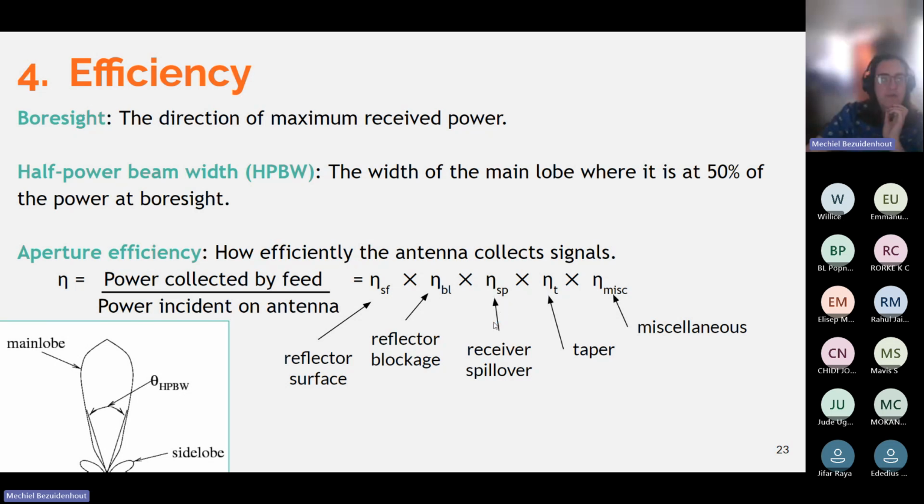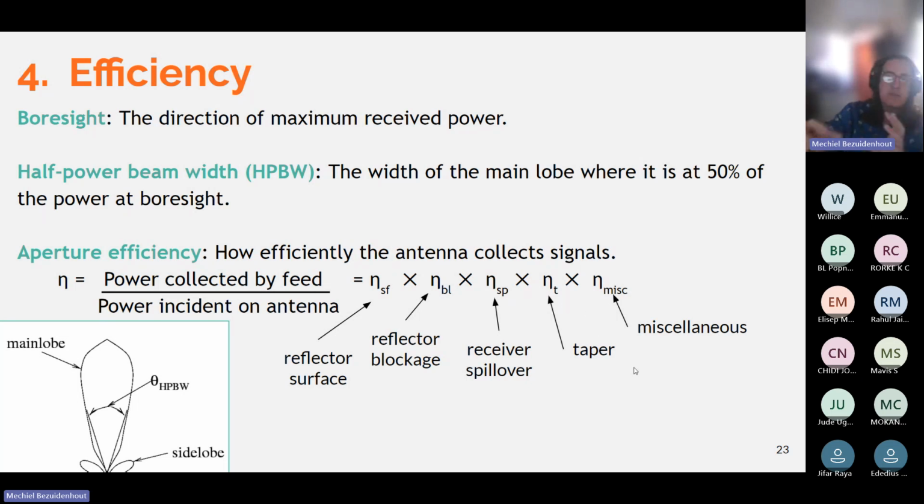Then there's the receiver spillover factor, which basically comes from the fact that the secondary reflector has a finite size. So there's always going to be some light that gets reflected off the main dish that just passes by the edges of the secondary reflector, and you lose the power in those signals.